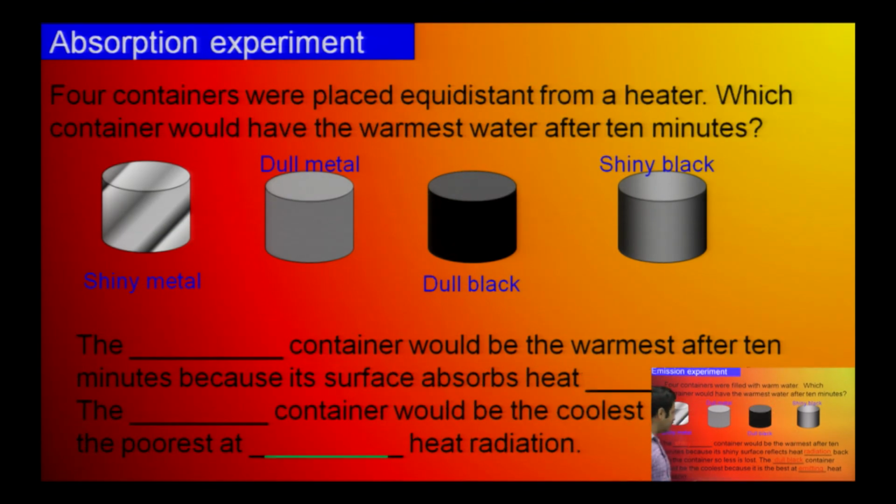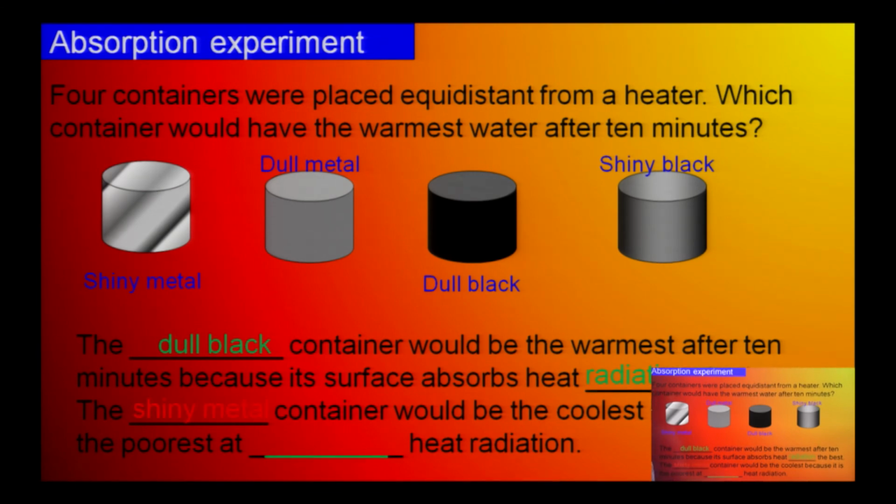Okay, so let's go to the next slide. Absorption experiment. Just now I've told you about the absorption experiment. The four containers were placed equidistant from a heater. Which container would be the warmest after 10 minutes? Shiny metal, dull black, and shiny black. The options are again the same. The dull black container would be the warmest after 10 minutes because its surface absorbs heat radiation the best. The shiny metal container would be the coolest because it is the poorest at absorbing heat radiation. Okay.